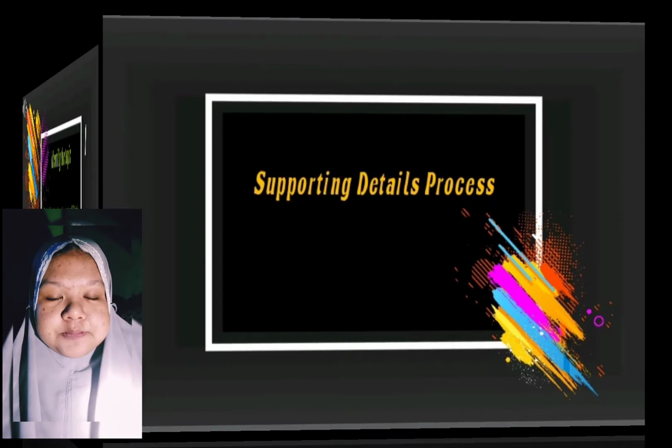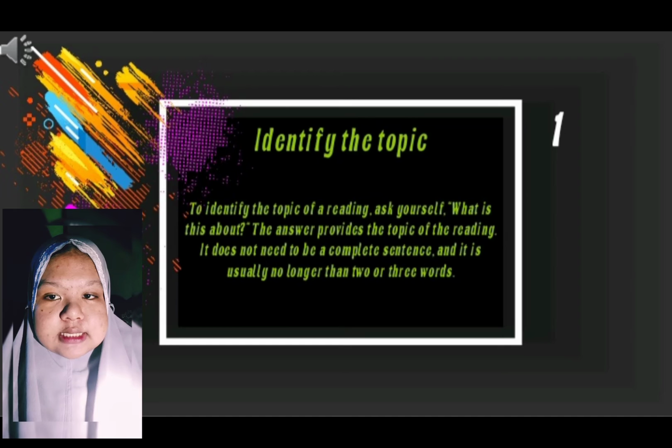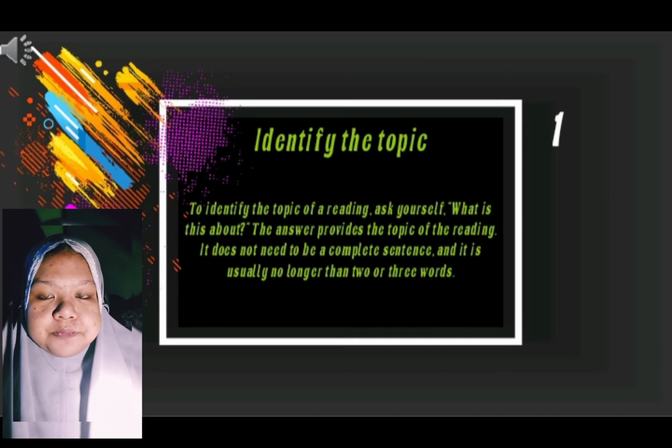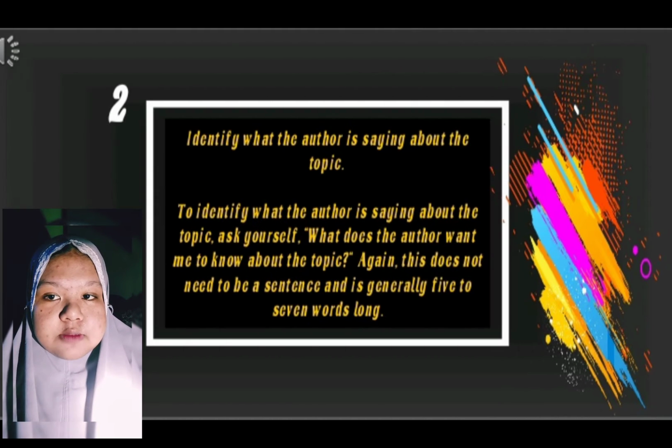Supporting detail process. The first process is to identify the topic. To identify the topic of a reading, ask yourself, what is this about? The answer provides the topic of the reading. It does not need to be a complete sentence, and it is usually no longer than 2 or 3 words. The second process is to identify what the author is saying about the topic. To do this, ask yourself, what does the author want me to know about the topic? Again, this does not need to be a sentence and is generally 5 to 7 words long.